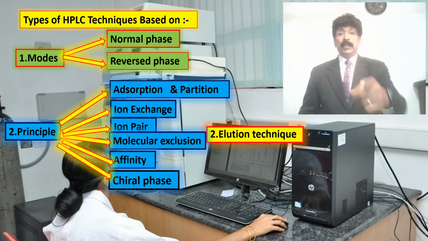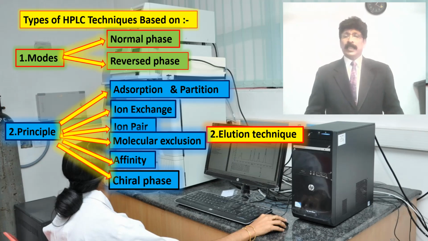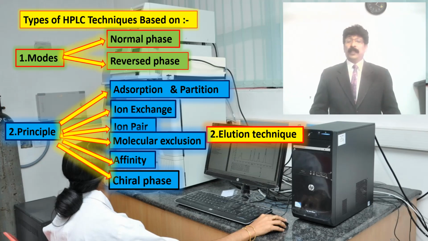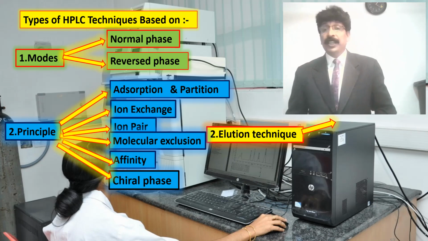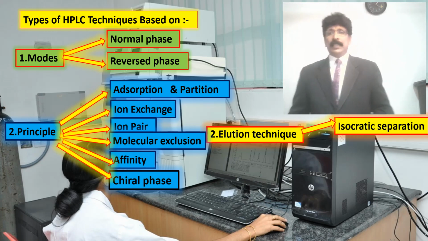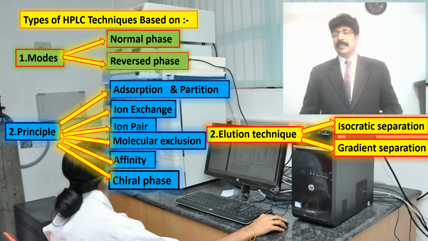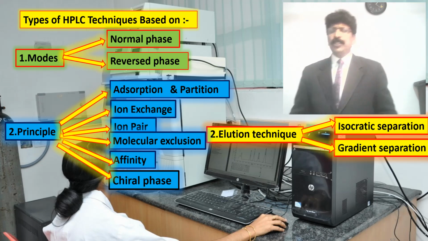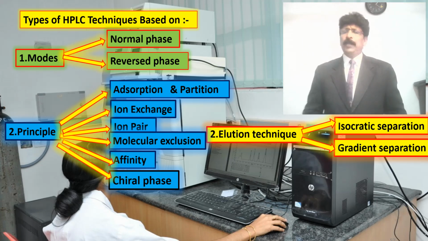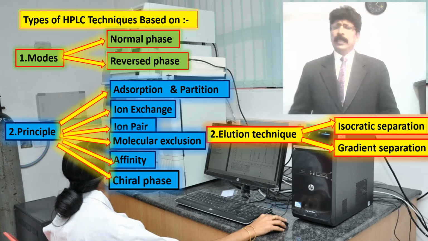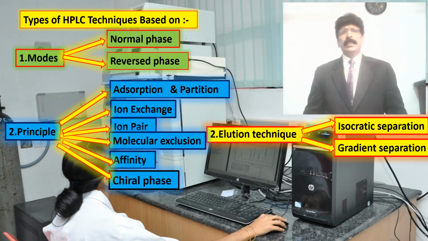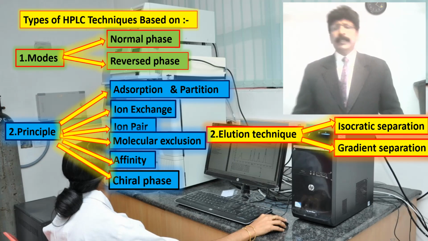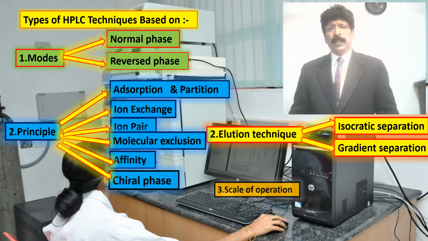The third one, number 3, is the elution technique. By elution technique, this type of chromatography can be differentiated into isocratic separation and gradient separation. That means if you use one solvent system continuously throughout the whole experiment, you can call it isocratic separation. Gradient means slowly changing the polarities, decreasing or increasing according to the requirement of your experiment. Then gradient separation is also possible by the eluting technique.